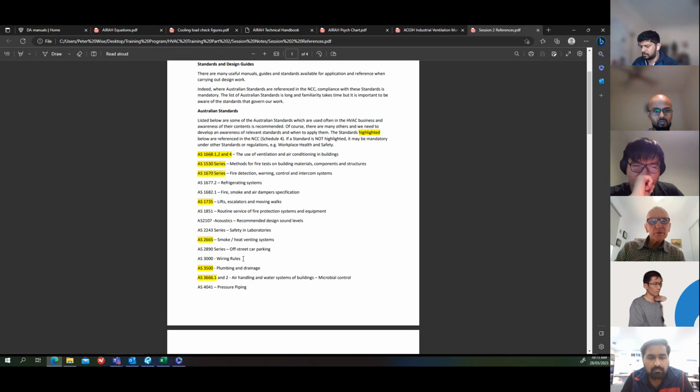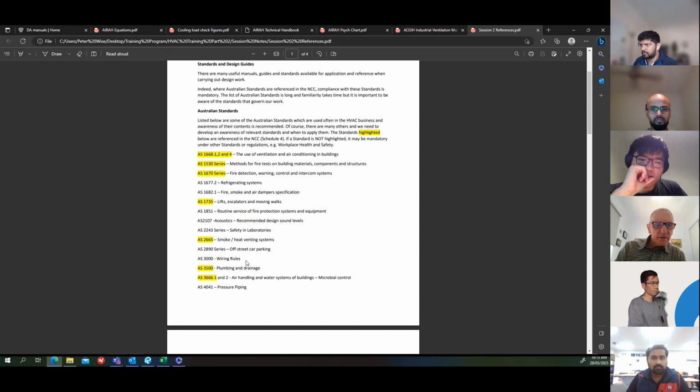AS3000 wiring rules, not something that we work with directly, but obviously there's wiring on all our projects. So those rules govern the wiring that's done. For the contractors, it's usually done by subcontractors. For the consulting engineers, well, you've got to design that in your office. Your electrical engineers would be designing the electrical systems in accordance with these standards.